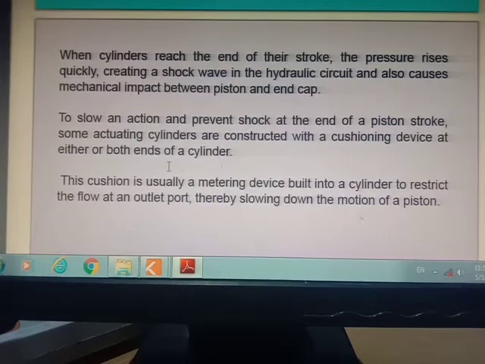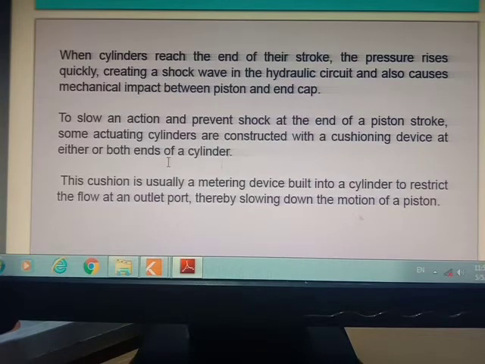This cushion is usually a metering device built into a cylinder to restrict the flow at an outlet port, thereby slowing down the motion of the piston. In cushioning, what we are actually doing is providing one small valve. So when the piston comes to one end, the motion of the piston is taking place inside the cylinder, and from the other end the oil is going to the reservoir. So oil goes to the reservoir.